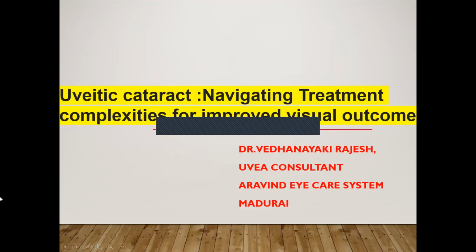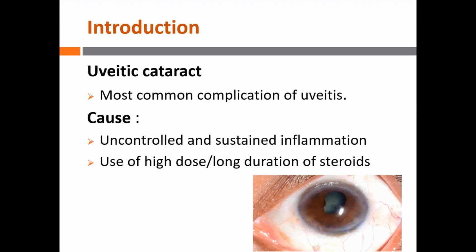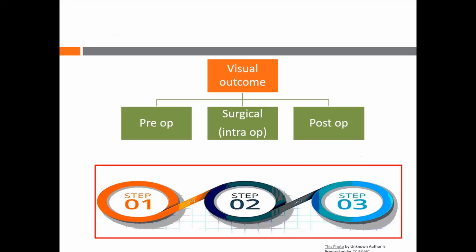Good afternoon, everyone. So the topic for our day is uveitic cataract management. Uveitic cataract, we all know, is one of the most common complications of uveitis, and it is caused either by uncontrolled and sustained inflammation or by use of high dose and long duration of steroids.